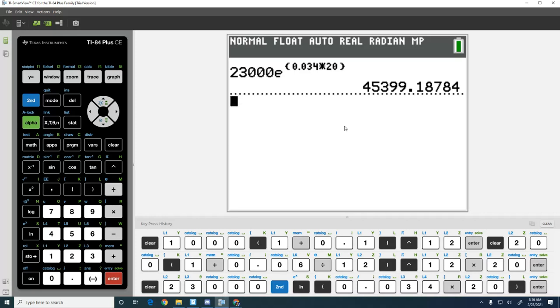So for the e to the x, you have to type in the exponent first. So do parentheses, the 0.034 times 20. Okay, now second e to the x. Good. So that is what e to that power is. Now multiply by the starting amount. Equals 45399. There it is.